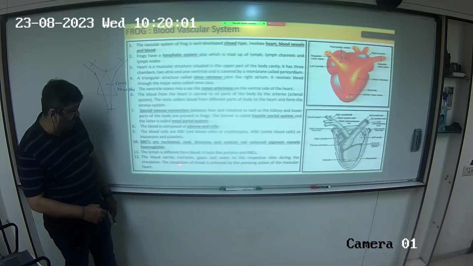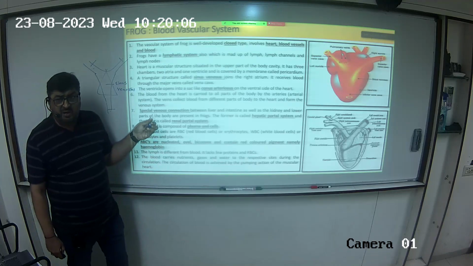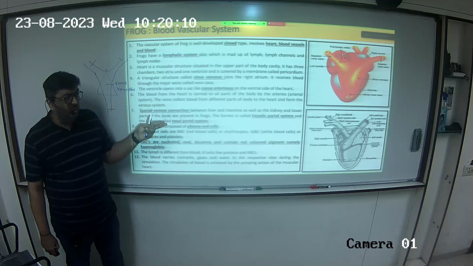The blood carries. Okay, it's okay. So I hope the difference in the circulatory system is clear. There are two main points: one is the sinus venosus and the other is the conus arteriosus. These two main points are different here.